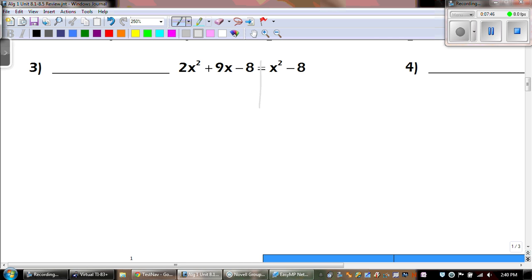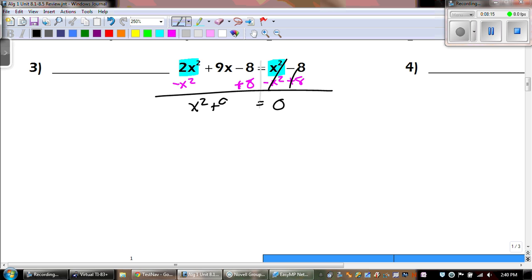So the first thing we want to do is look at our squared terms. I want them on the same side. Which one's smaller? Well, the x squared is. So if the x squared is smaller, I'm going to move that to the other side. And I'm going to get that 8 to the other side too, and I'm adding it. Well, everything on the right cancels and we get 0, which is what we want. 2x squared minus x squared is x squared plus 9x. Well, negative 8 and positive 8 cancel out too.